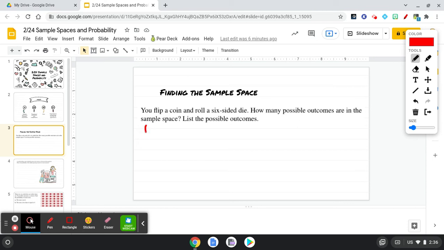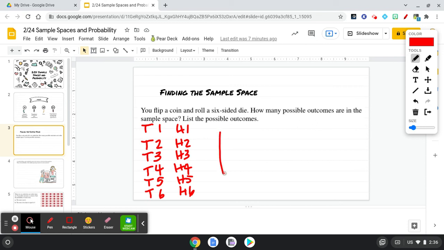So you could flip a tails and roll a one. You could flip a tails and roll a two. You could flip a tails and roll a three. You could flip a tails and four, tails five, tails six. Or you could get heads one, heads two, heads three, heads four, heads five, heads six. That's all the possible things that could happen. Another way that we can do this is by a chart.